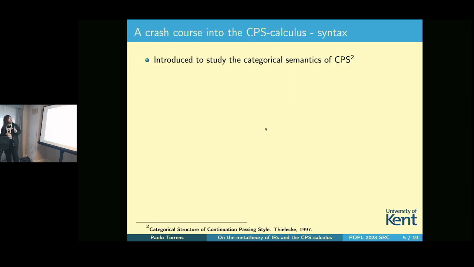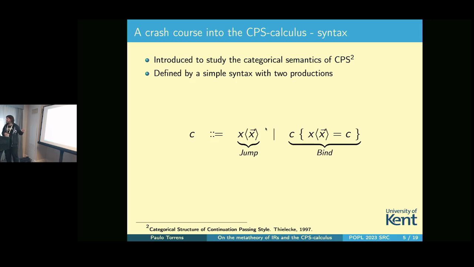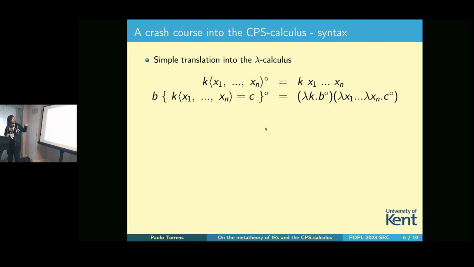The CPS-calculus was introduced in order to study the categorical semantics of continuation passing, and it has a very simple syntax. We have basically two productions in here. A CPS term is either a jump, that acts as a function application to a function that can't return, or a bind, that's a way of introducing intermediate values inside your computation. In order to better understand this syntax, we can watch a translation from the CPS-calculus to the lambda calculus that allows us to see that.